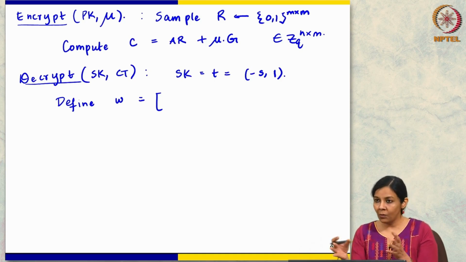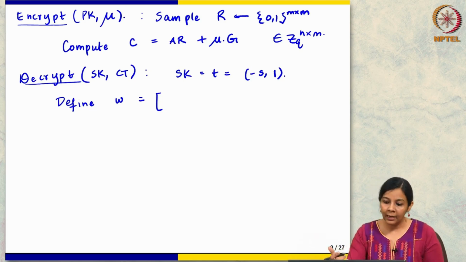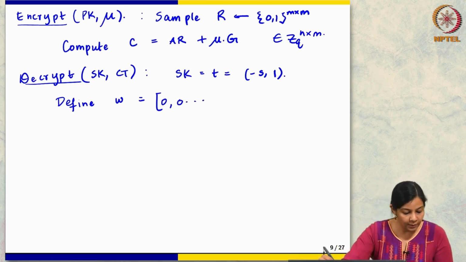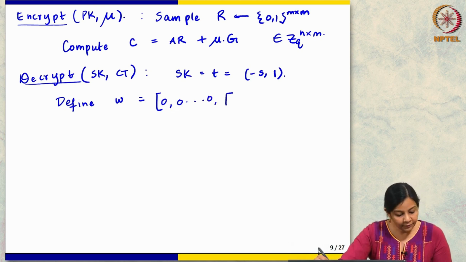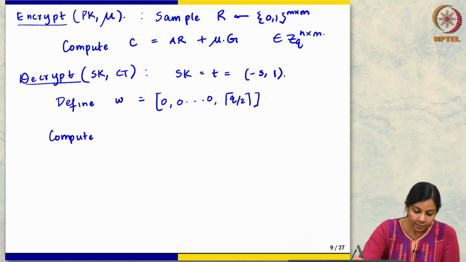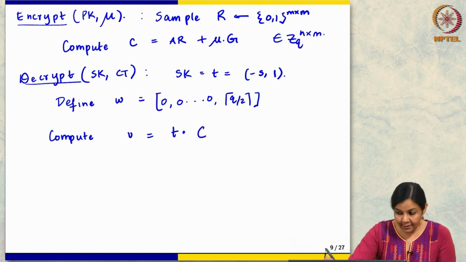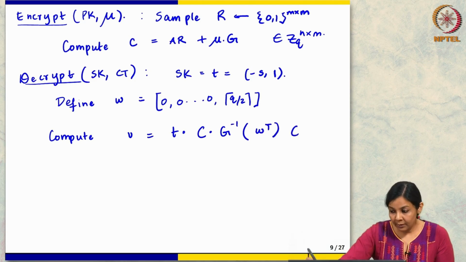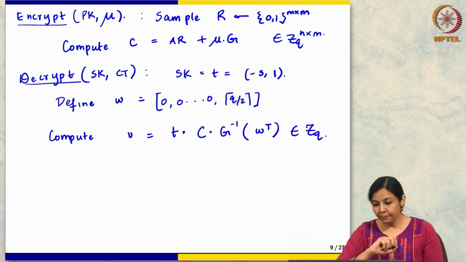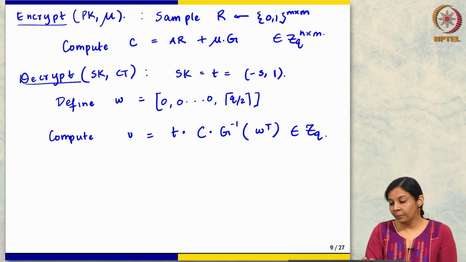This W is also just going to encode a scaling factor, but it will have a bunch of zeros just to make the algebra clean. So, it will have a bunch of zeros here, and then finally it will have q/2. This is W. Now, compute V as T times C times G inverse of W transpose. This is in Z_q. So, this is my decryption.